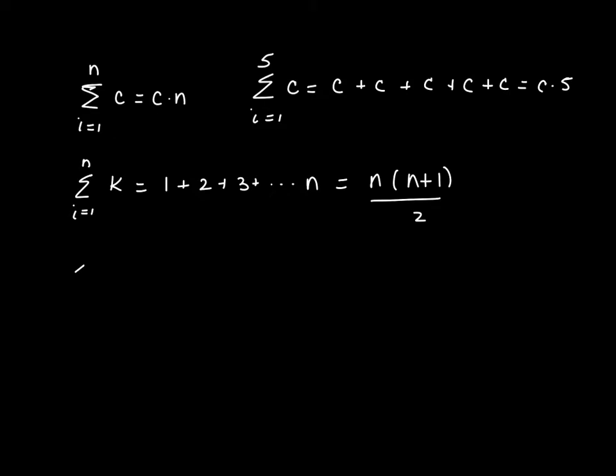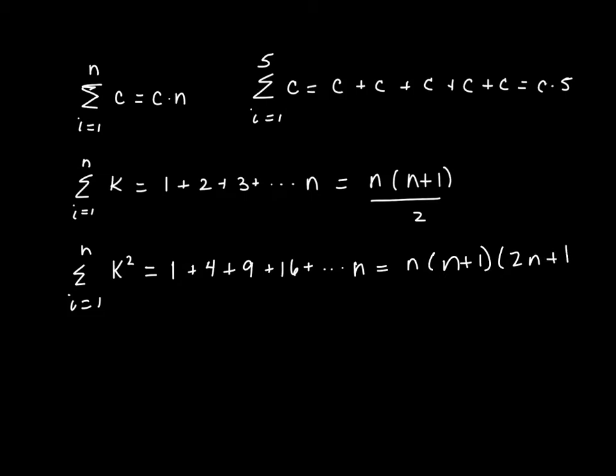If it was the summation from i equals 1 to n of k squared, that would equal 1 plus 4 plus 3 squared, which is 9, plus 4 squared, which is 16, and so on. This is equal to n times n plus 1 times 2n plus 1, all over 6.